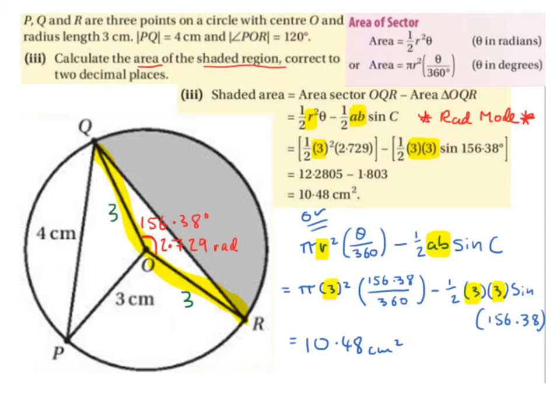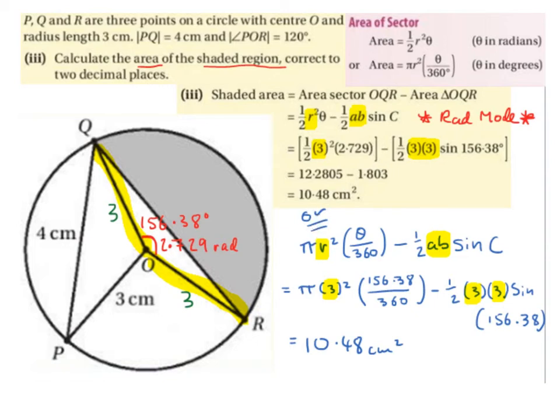We have to use degrees for the area of a triangle formula, whereas we can use radians for the area of the sector. So putting this into the calculator, we get 12.2805. Putting this into the calculator, we get 1.803. And subtracting leaves us with 10.48 centimeters squared. So the area of the grey part, the shaded part, the segment, is 10.48 centimeters squared. Make sure that you're in radian mode for this.